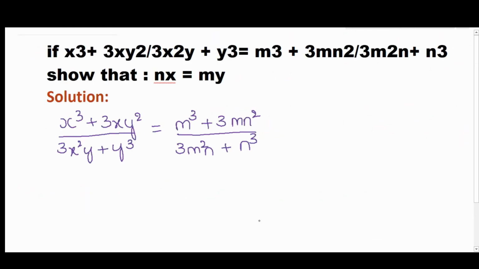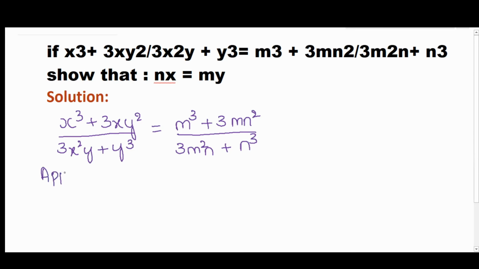The next problem is, if x cube plus 3xy square divided by 3x square y plus y cube is equal to m cube plus 3mn square divided by 3m square n plus n cube. So this is what is given. We need to show x by y is equal to m by n. So let's write whatsoever is given in the question. Now let us apply the componendo and dividendo.